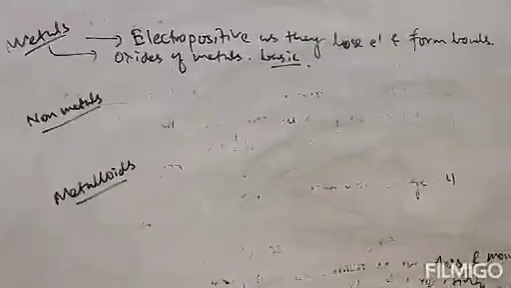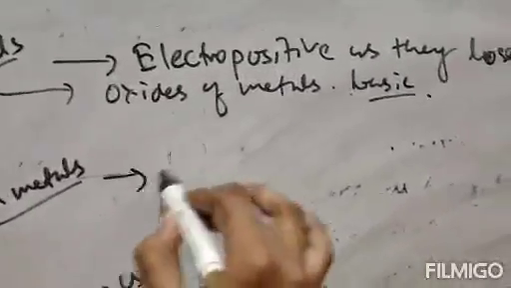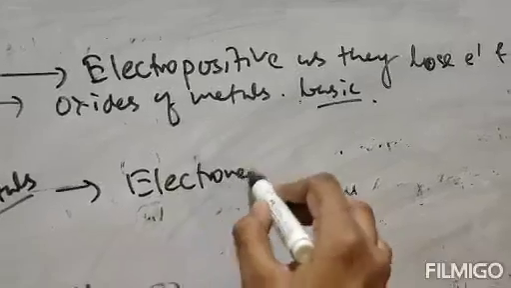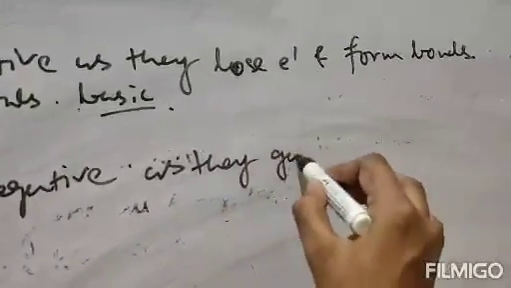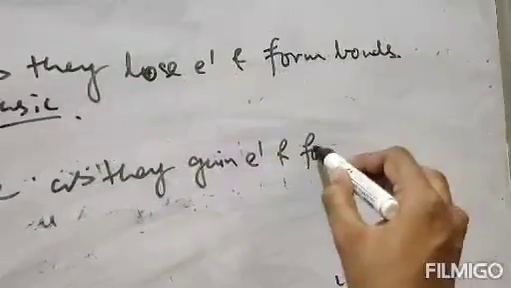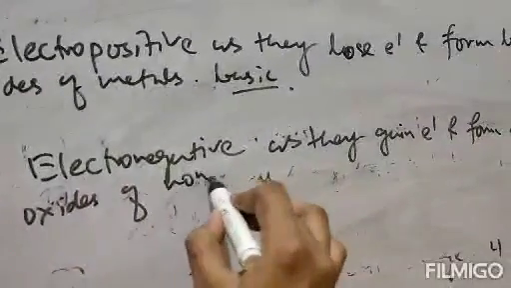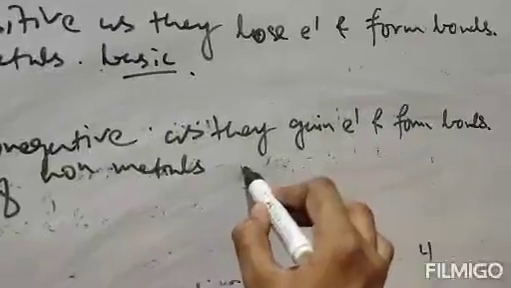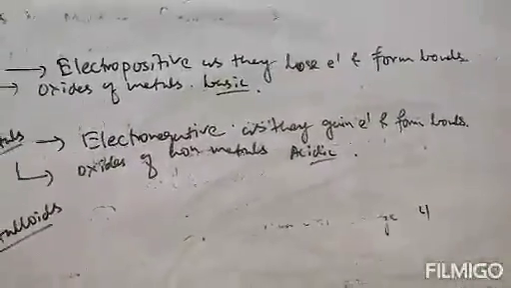Coming to non-metals, they are electronegative. Non-metals are electronegative as they gain electrons while forming bonds. And oxides of non-metals are acidic.